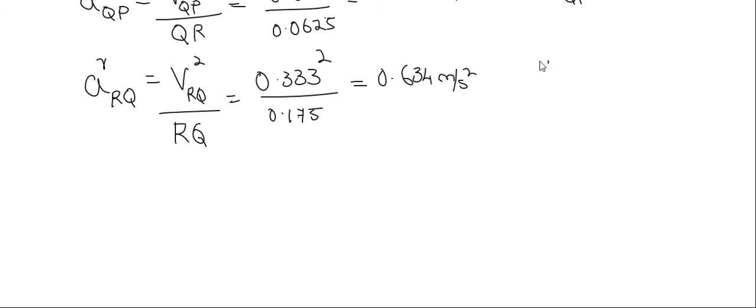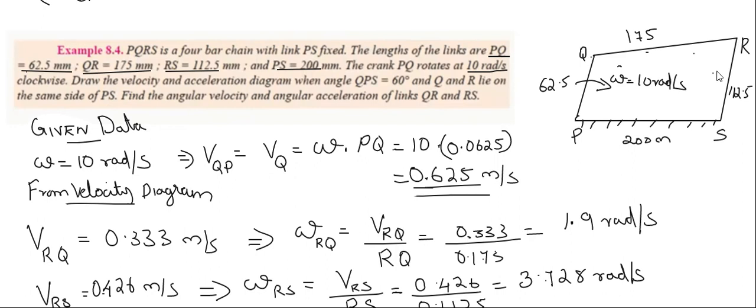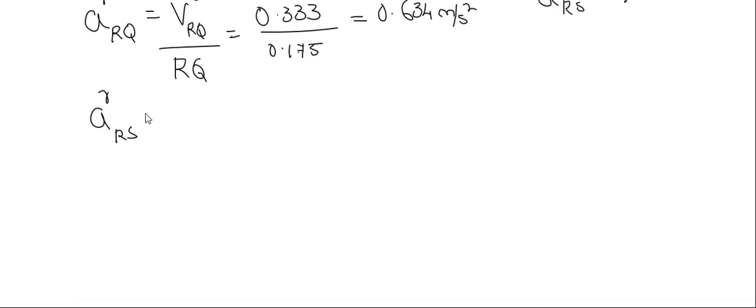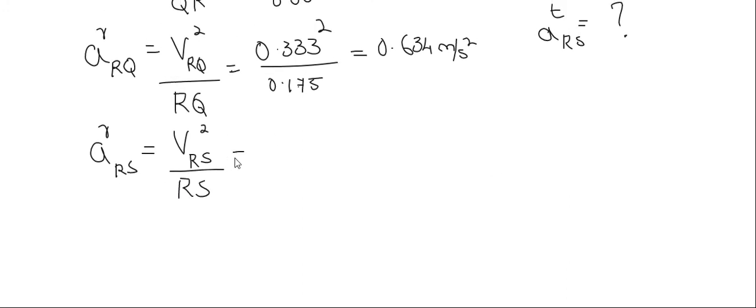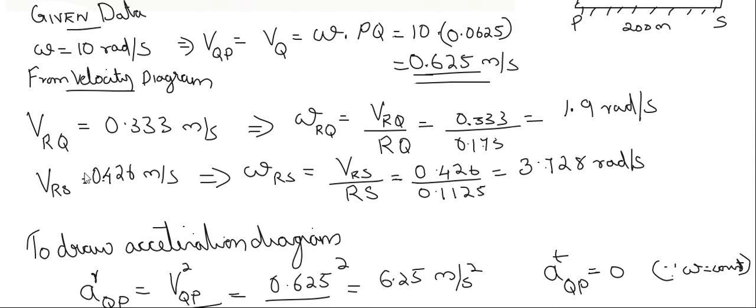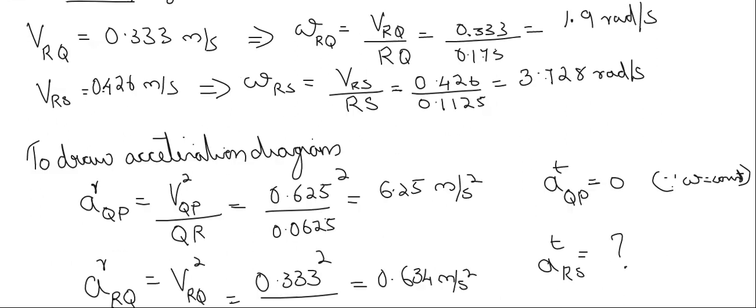And tangential component of RS, we need alpha RS, but we don't know it, so we will put a question mark for that. That you can get from the acceleration diagram, actually. So radial component along the last one, that will be RS, that will be the driver link RS. So radial component will be VRS square divided by the length of the link RS, and we found out VRS from the velocity diagram as 0.426 meter per second.